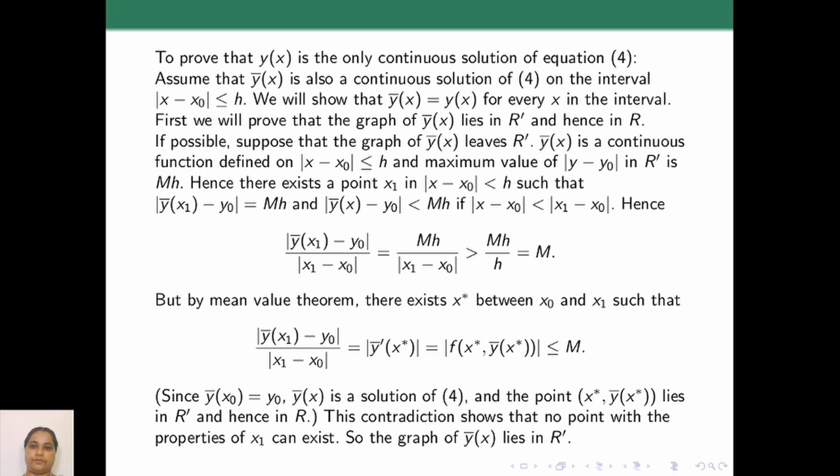Here we have ȳ(x0) = y0. ȳ(x) is a solution of the integral equation 4. So we get ȳ'(x*) equal to f(x*, ȳ(x*)), and |f(x*, ȳ(x*))| is less than or equal to M since the point lies in R' and hence in R.